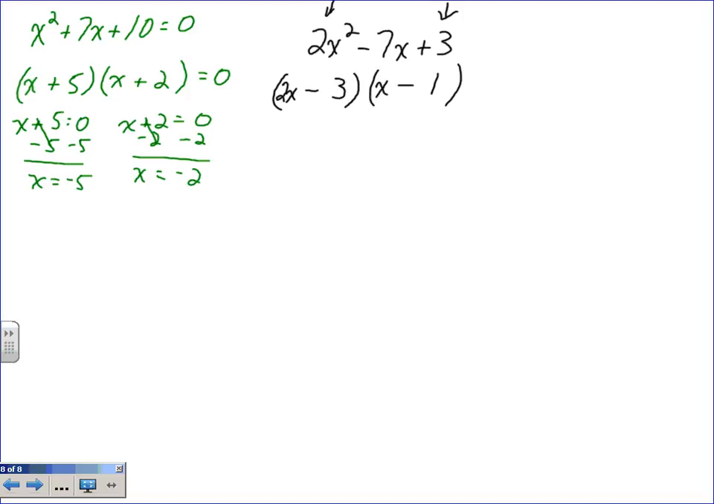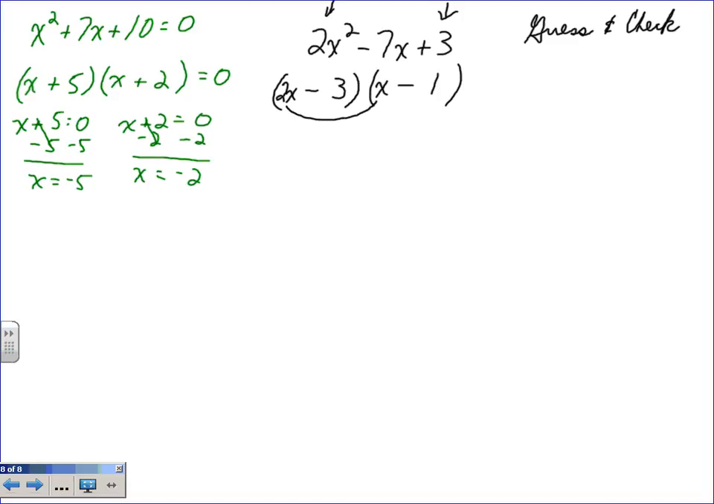What's important now is that you check. Remember what I said our method was? Guess and check. Now you have to check, because I have to make sure I can get my middle term. If I can't, then I've done something wrong. Watch.